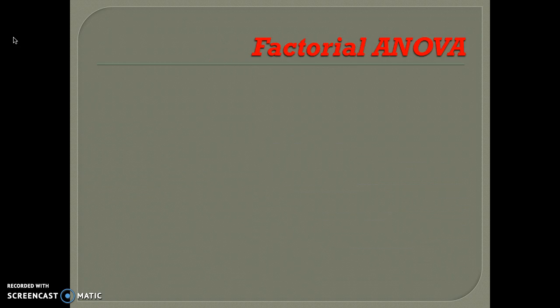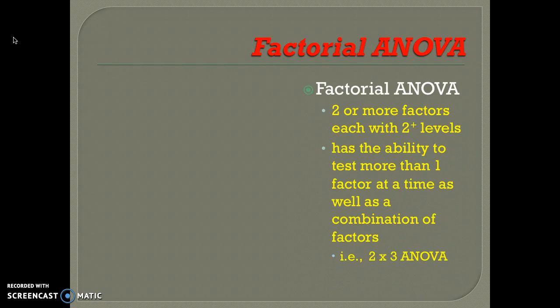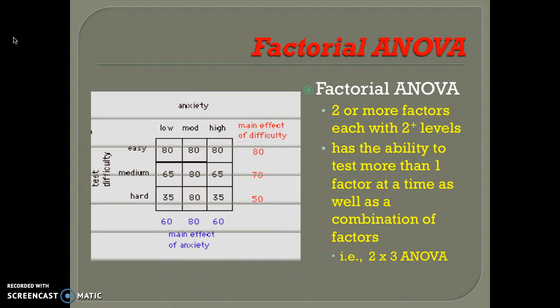A factorial ANOVA provides us with the ability to test more than one factor simultaneously in addition to combinations of factors on a single outcome. It utilizes 2 or more factors with 2+ levels per factor. Here's an example of how they're written at the bottom right-hand corner of your screen. A 2x3 factorial ANOVA indicates that we have 2 variables. The first has 2 levels, and the second has 3.